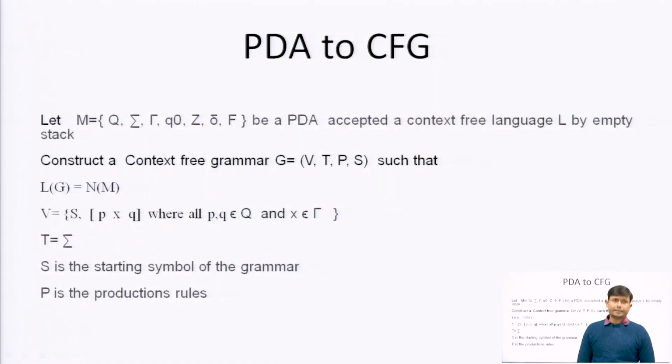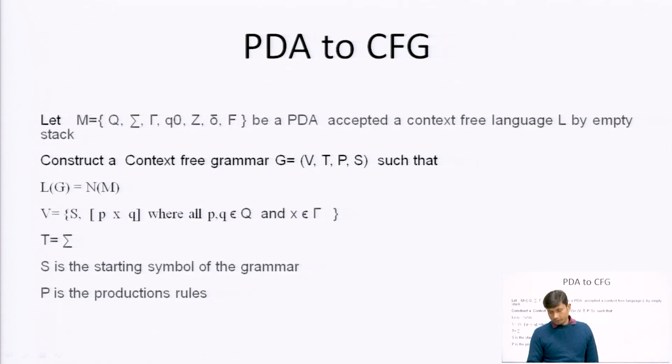Suppose we have a given pushdown automaton M. Here Q is the set of states, Sigma is the input alphabet, Tau is the stack symbol set, Q0 is the initial state, Z is the stack bottom, delta is the transition function, and F is the final state. The PDA accepts a context free language L by empty stack.